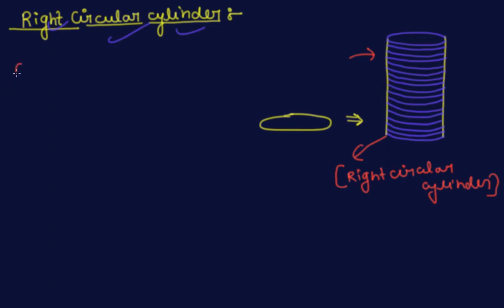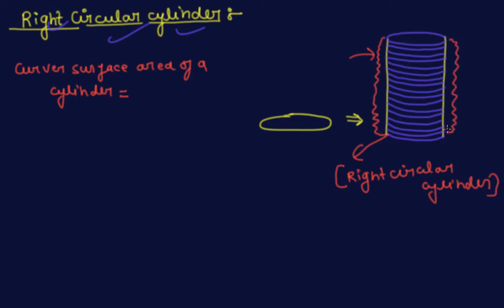First we discuss the curved surface area of a cylinder. Basically, the curved surface area of a cylinder is only the curved area, this area and this area. So we are concerned only with the curved surface area of a cylinder.